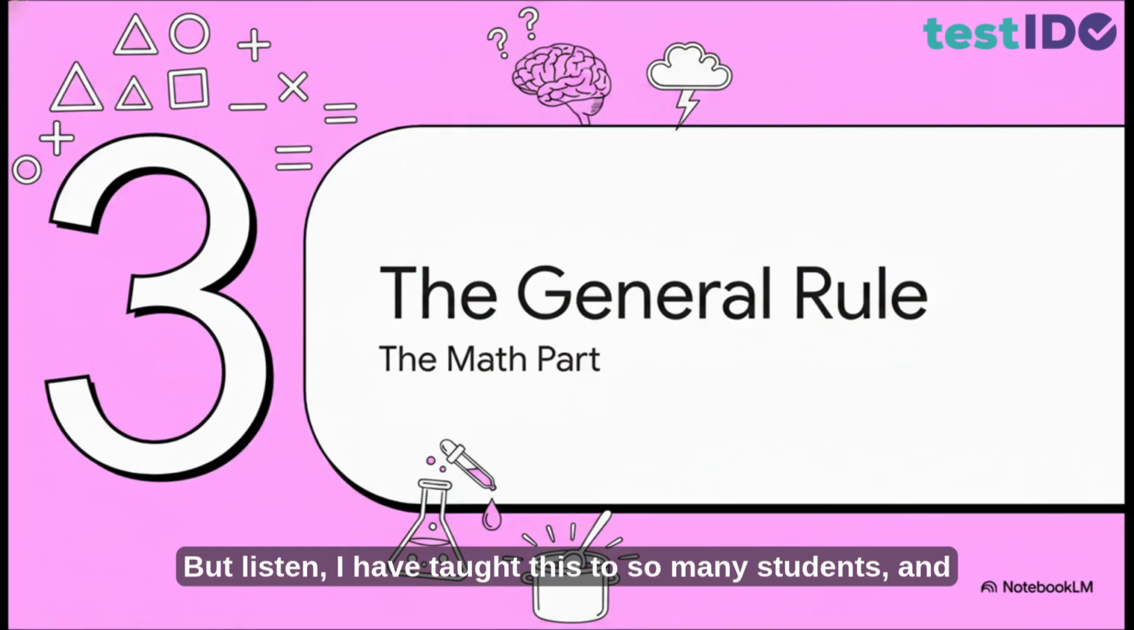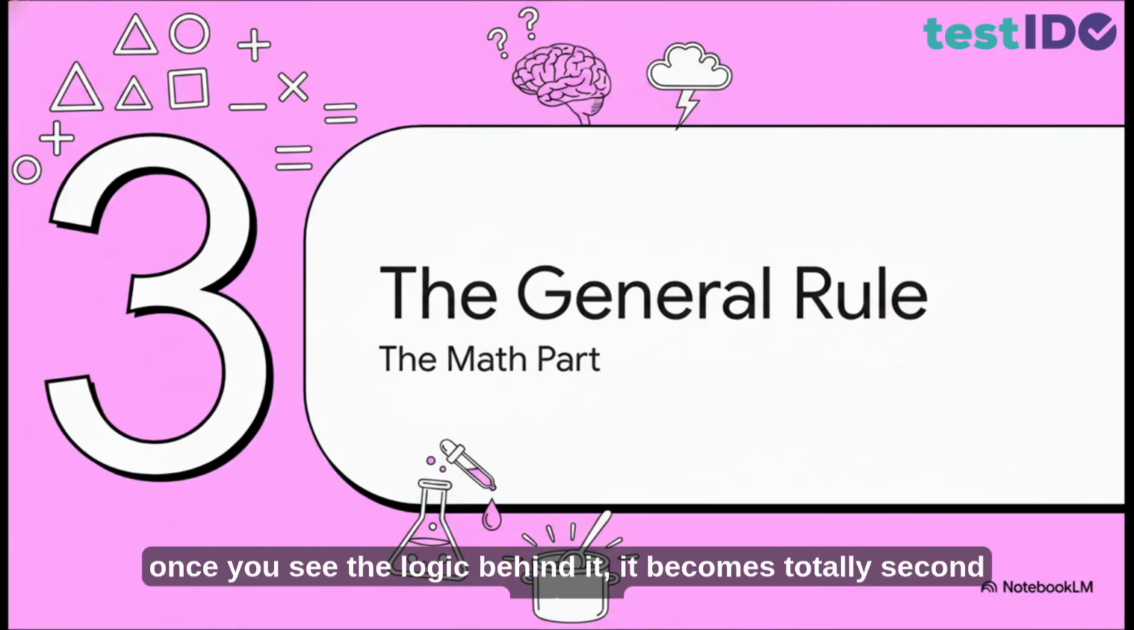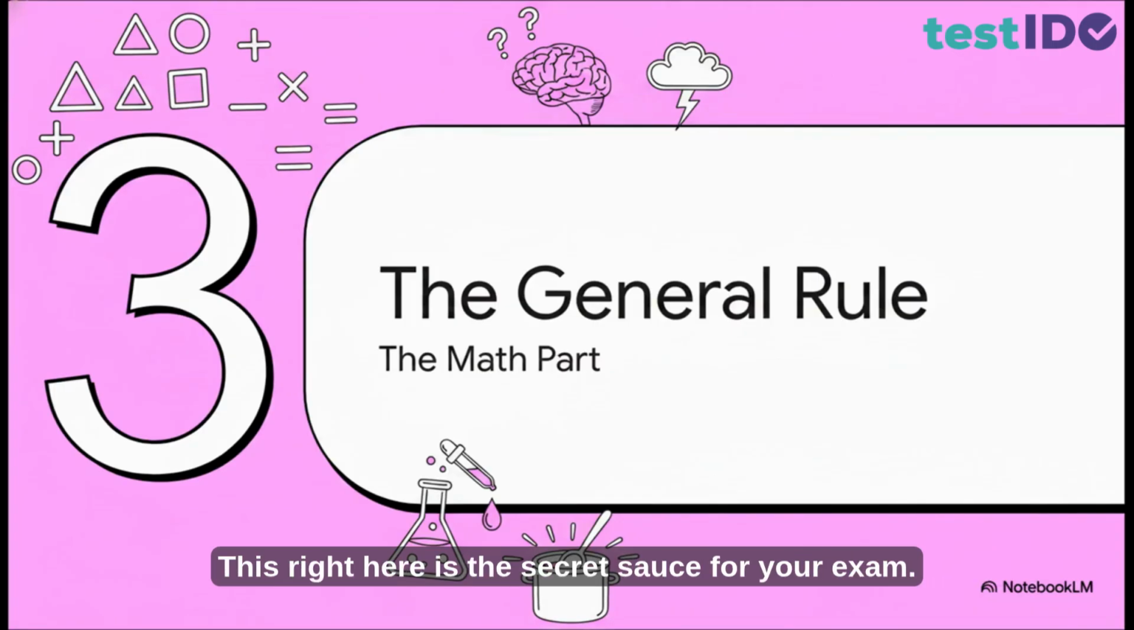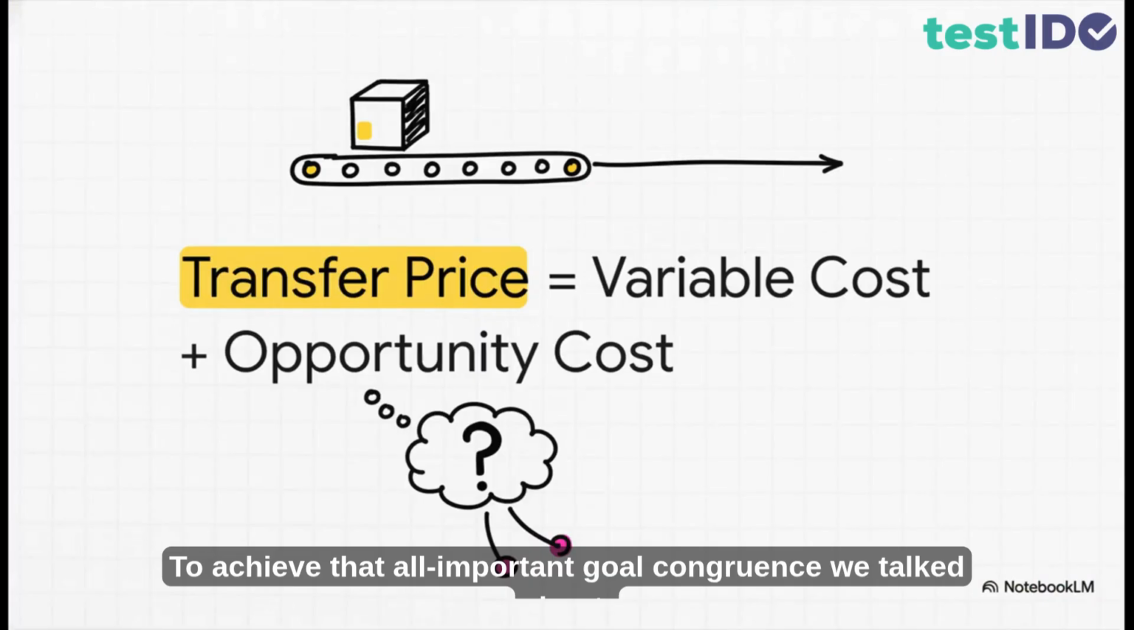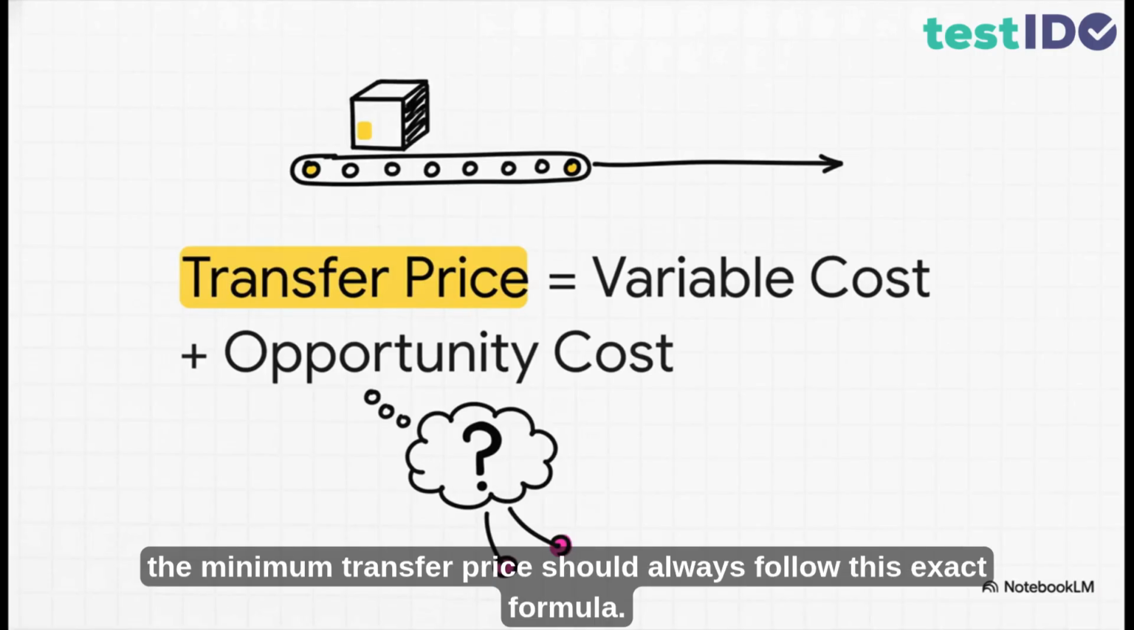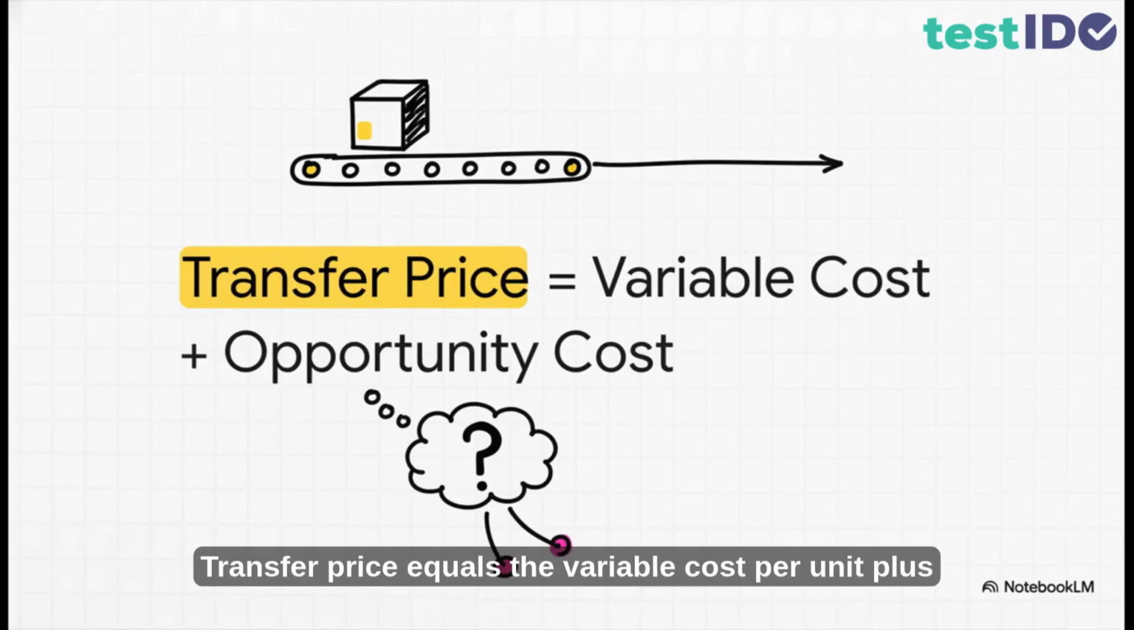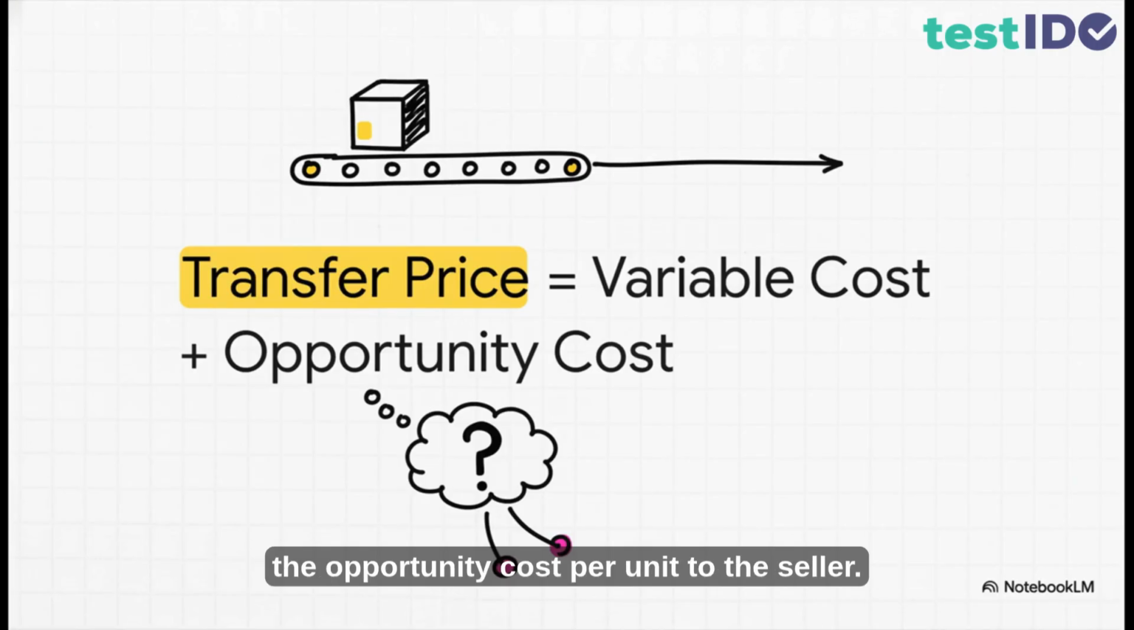But listen, I have taught this to so many students, and once you see the logic behind it, it becomes totally second nature. This right here is the secret sauce for your exam. To achieve that all-important goal congruence we talked about, the minimum transfer price should always follow this exact formula. Transfer price equals the variable cost per unit plus the opportunity cost per unit to the seller.